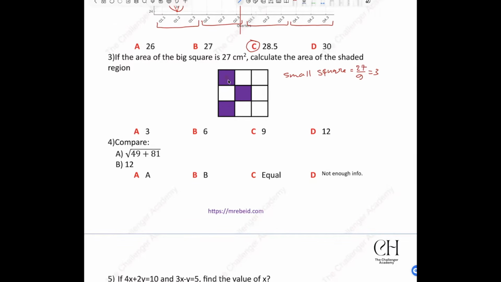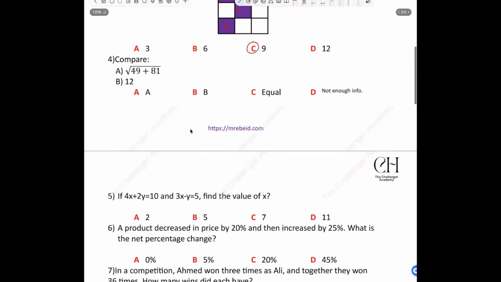Now we want only 3 squares. So it will be 3 plus 3 plus 3, which equals 9. The answer is C. Question 4.